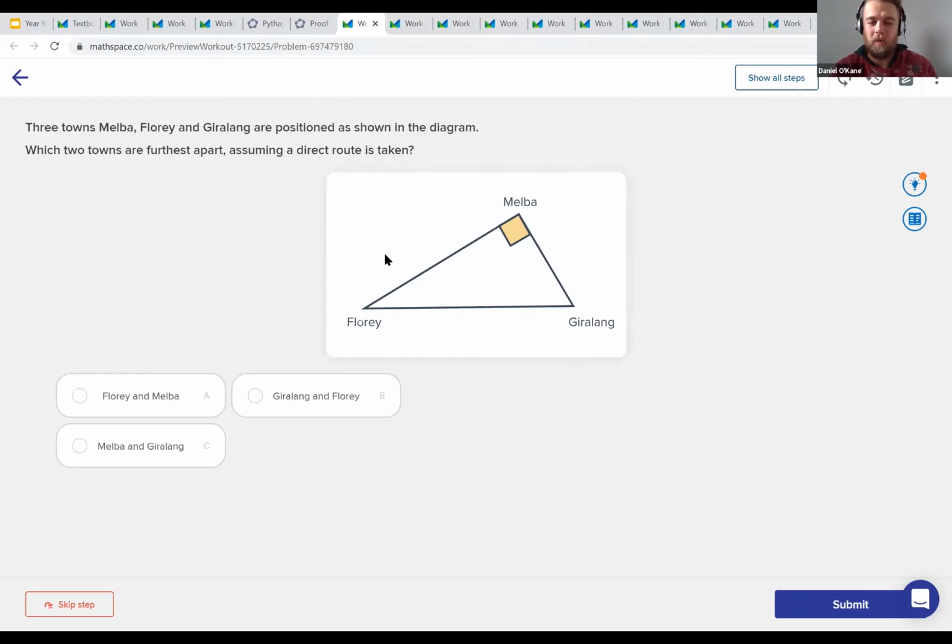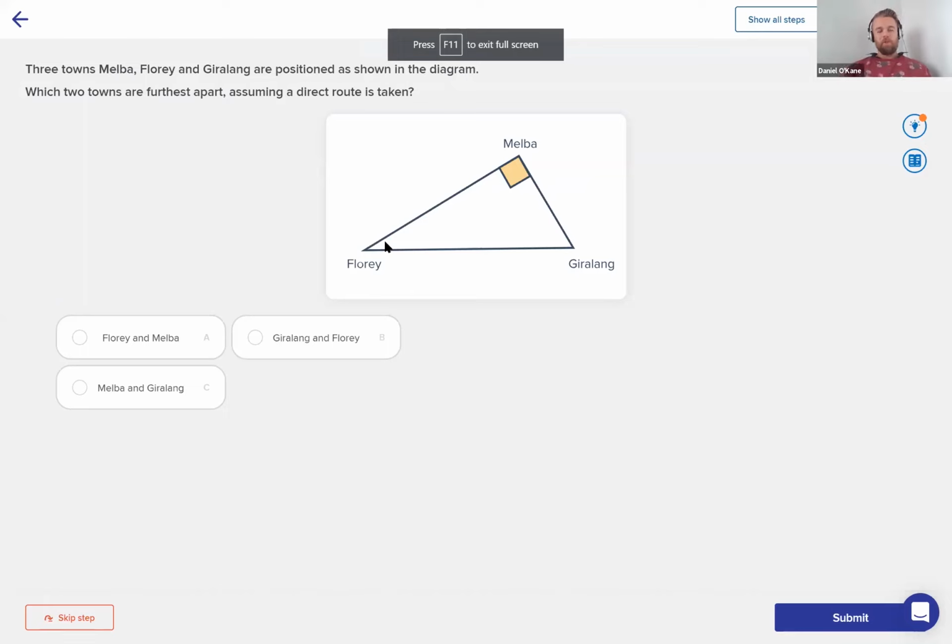Now, this next one. We've got these three towns, Melba, Florey, and Giralong, positioned in this diagram. Which two towns would be the furthest apart, assuming a direct route is taken? Option A, is it Florey and Melba? Option B, Giralong and Florey, or option C, Melba and Giralong?